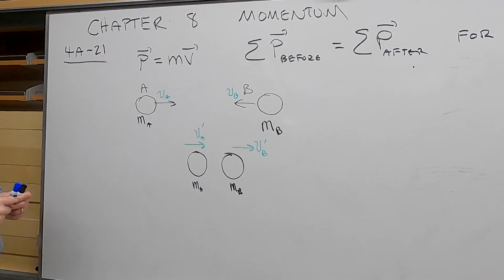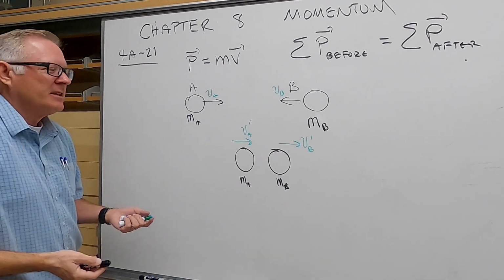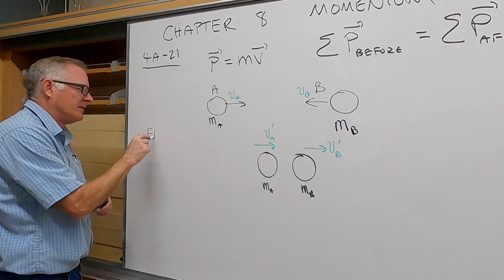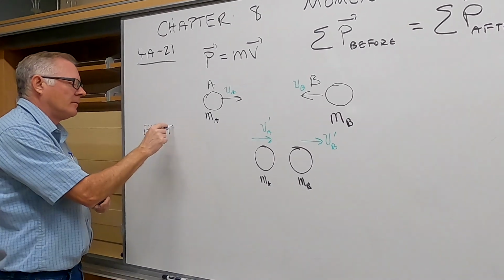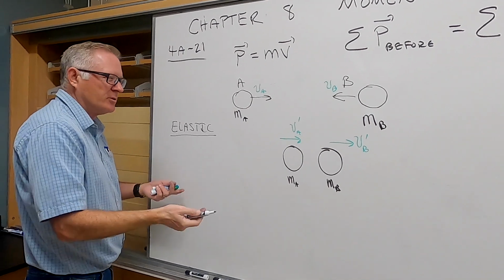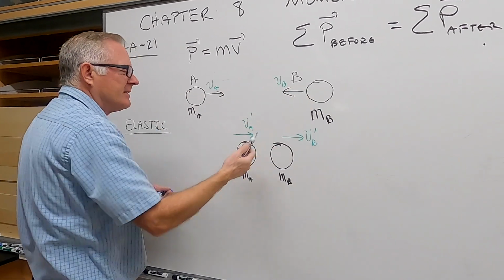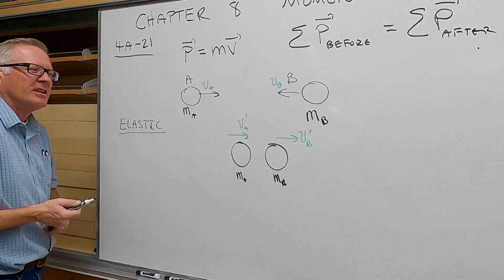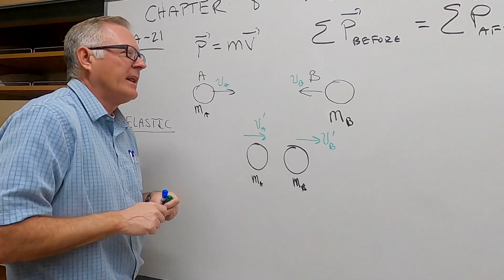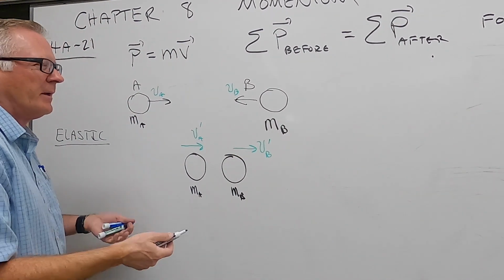So now, if we wanted to write out the equations for this, we're going to call this an elastic collision. Elastic. What does that mean? Remember, that means this is a perfect superball. The kinetic energy of this and this is the same as the kinetic energy of that and that. You didn't lose any kinetic energy right here. But let's go ahead and write out our equations. Now we have two equations. We have an energy and a momentum.